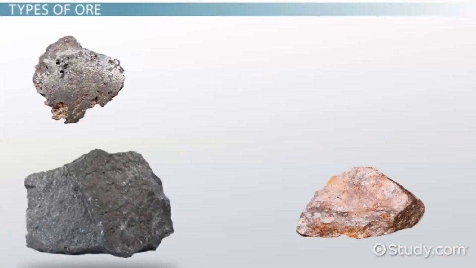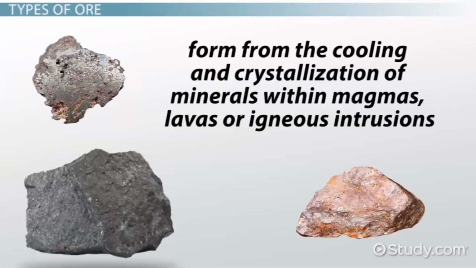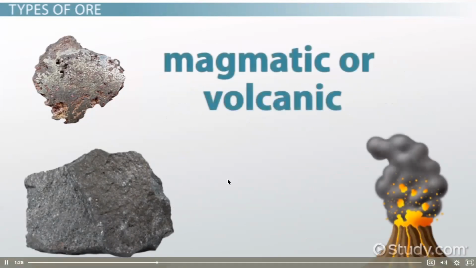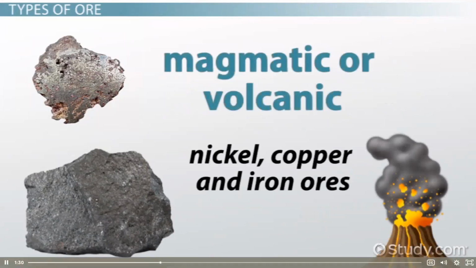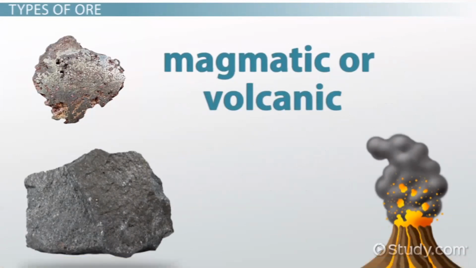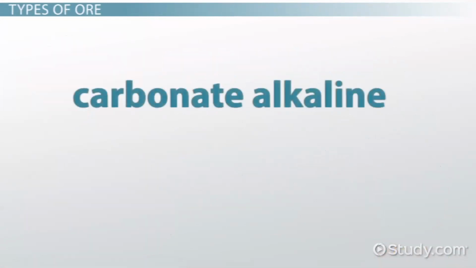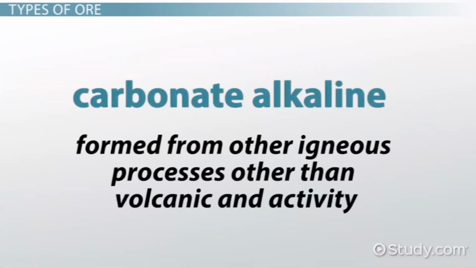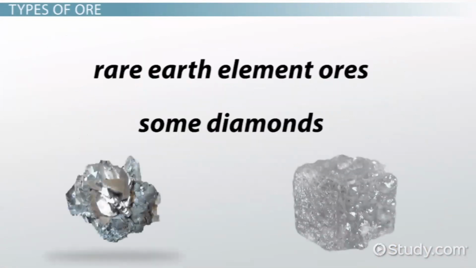Ores are classified based on how they form. Some ores form from the cooling and crystallization of minerals within magmas, lavas, or igneous intrusions. These are known as magmatic or volcanic ores. Nickel, copper, and iron ores are typically formed from magmatic or volcanic-related deposits. Carbonatite alkaline ores are formed from igneous processes other than volcanic activity. Rare earth element ores and also some diamonds are part of the carbonatite alkaline group.